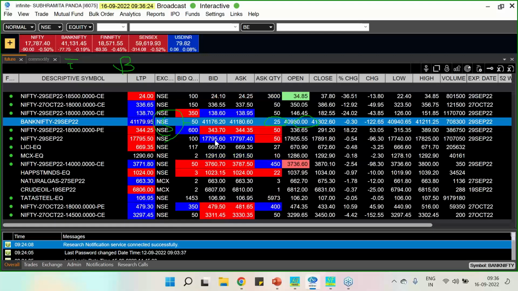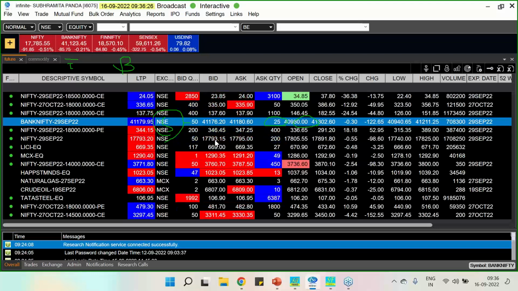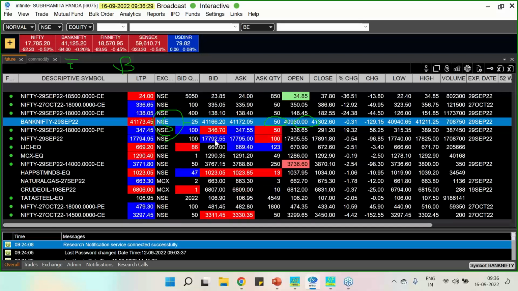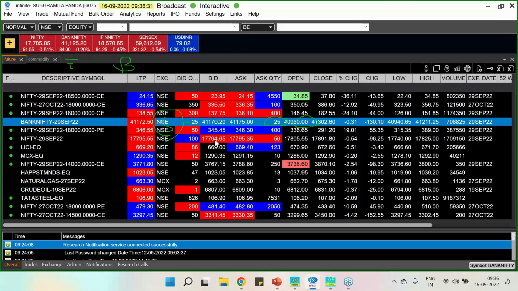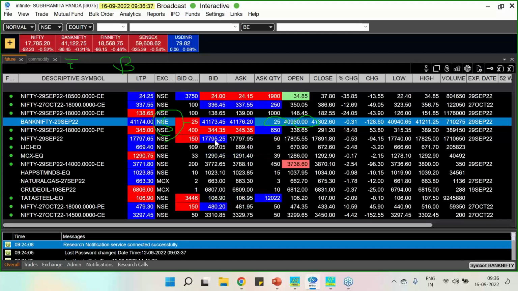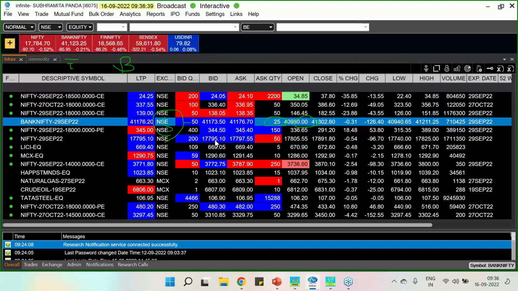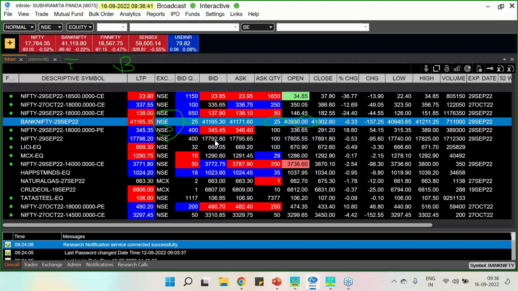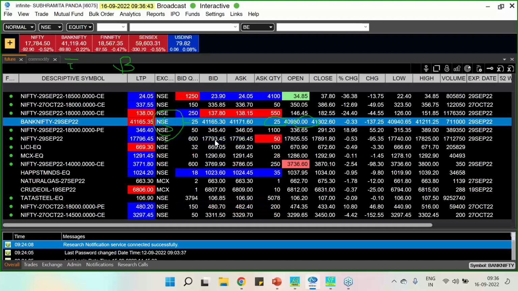Without hedging it will take some 4.5 lakhs margin. So you can buy the Nifty 17,800, preferably hedge it with the 17,800 put, and at the same time you can sell Bank Nifty along with the 41,200 call option purchase. So this is for pair trade.